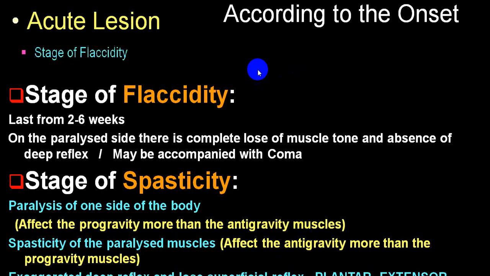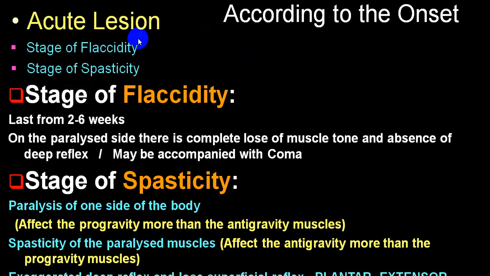We already mentioned two classical stages. In acute lesion, there is a stage of flaccidity in the initial phase, which may last for 2 to 6 weeks. But a good number of times, as the person starts recovering, the tone will appear and then the person will have a spastic gain. So spasticity, that increased tone, affects pro-gravity muscles more than anti-gravity muscles. That is, spasticity will be more in flexors and adductors in the upper limb, while extensors and adductors in the lower limb. So that will be very, very typical.